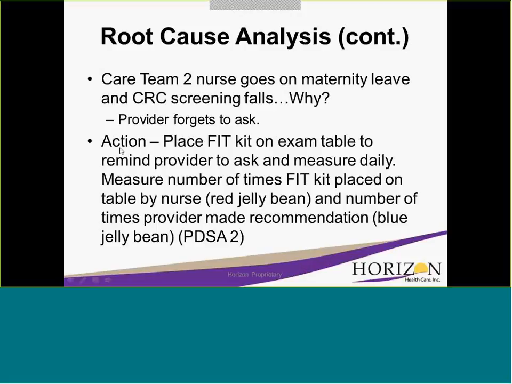So what types of action items can we do to help remind that provider to improve screening rates? The idea is actually to place the FIT kit on the exam table to remind the provider to ask, and measure daily. And if that nurse is putting an actual FIT kit on the table, the nurse is in the habit of identifying which patient needs CRC screening or not. So we do a couple of things at the same time here. And so this is your second PDSA cycle.